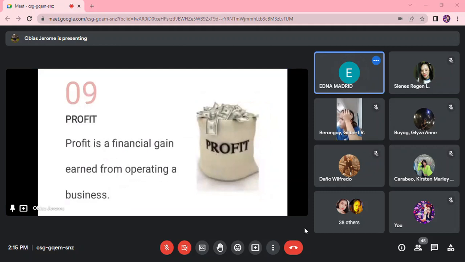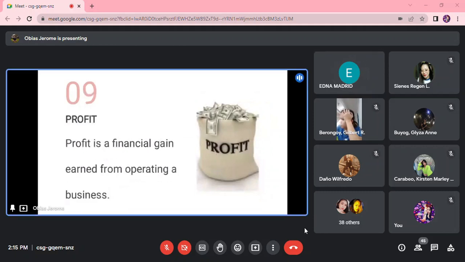20%. So, profit. Profit is a financial gain earned from operating a business. So, pag sinabi naman nating profit, ito yung tubo mula sa mga binibentang produkto ng mga negosyante. Halimbawa, nagbenta ka ng ulam, bawat ulam 50 pesos, tapos puhunan mo nasa 30 lang. Bale, 50 minus 30 equal 20. So, yung profit mo is 20 pesos. So, kung may 10 kang nabenta, may 200 ka na kaagad.